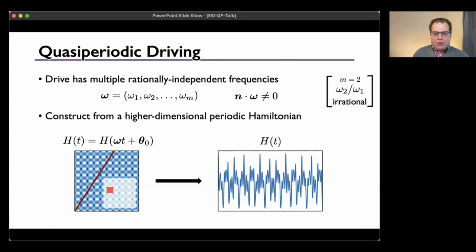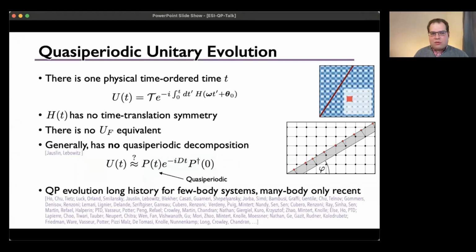Okay, so quasi-periodic structures are very interesting. There's been a very long history of quasicrystals in space. I know that's something that a lot of people at this conference have been working on. But let me make some general statements about quasi-periodic time evolution. The most important of those statements is that there's only one physical time, and that physical time is time ordered. So this is a very important contrast to the quasicrystal case.